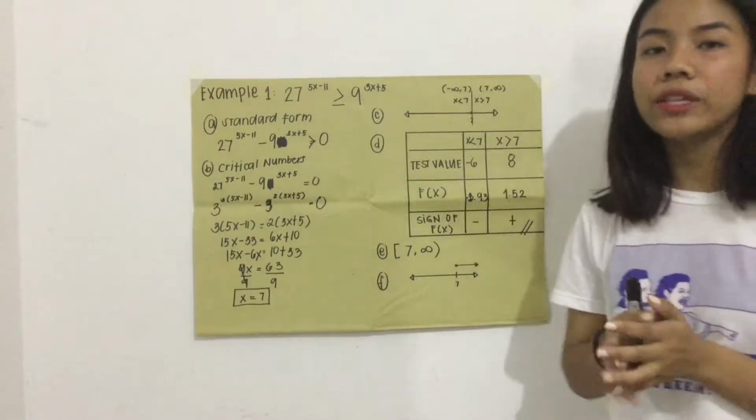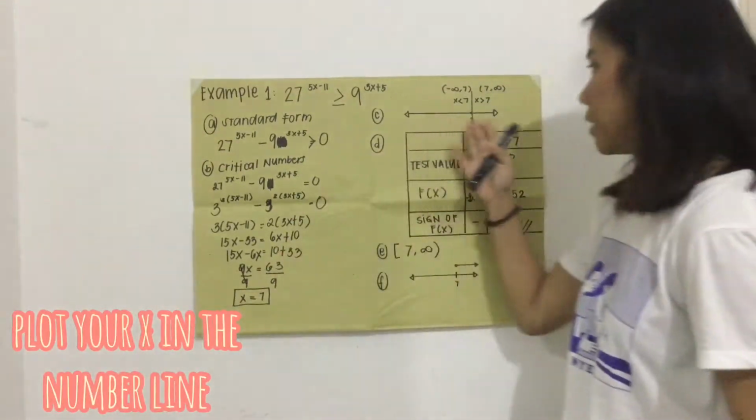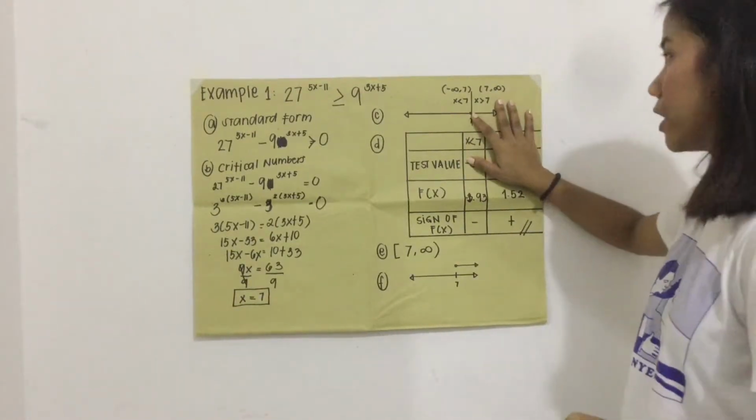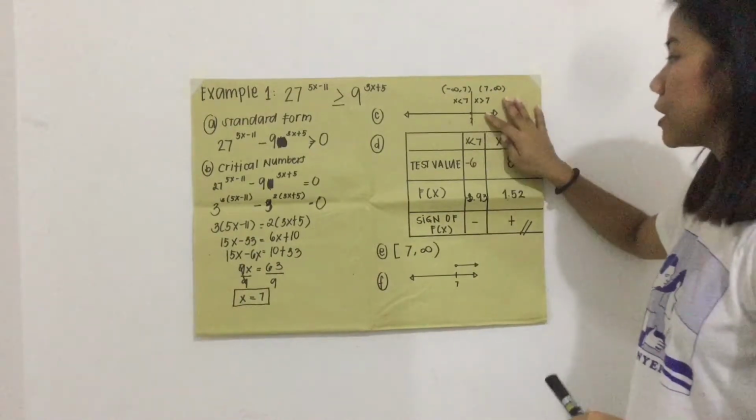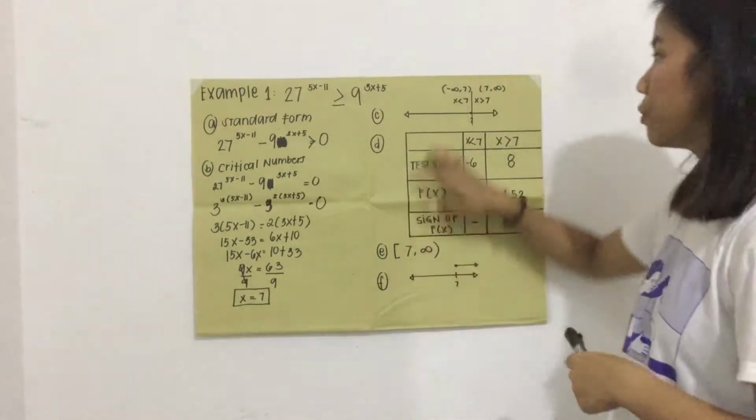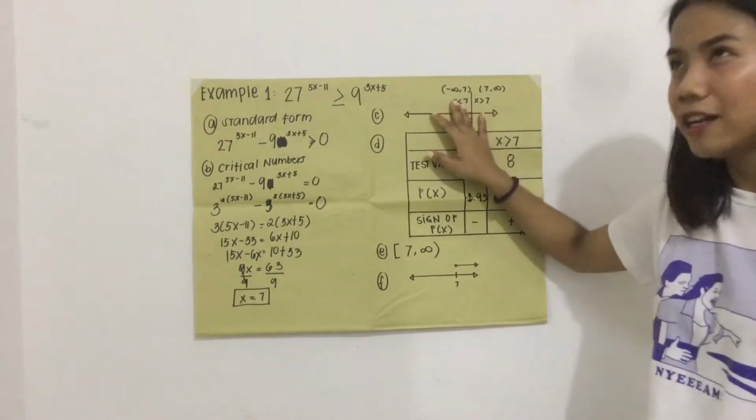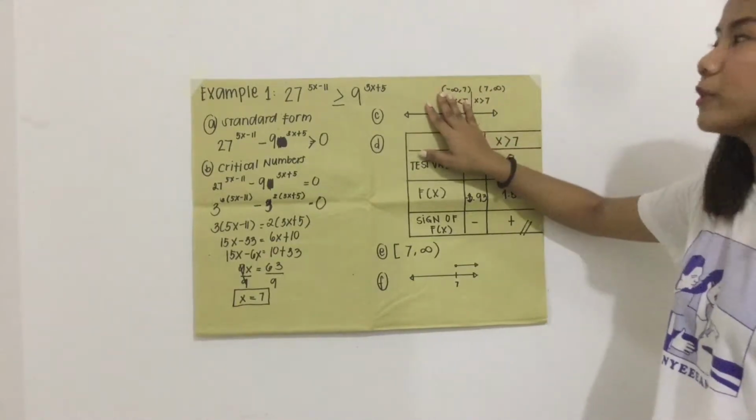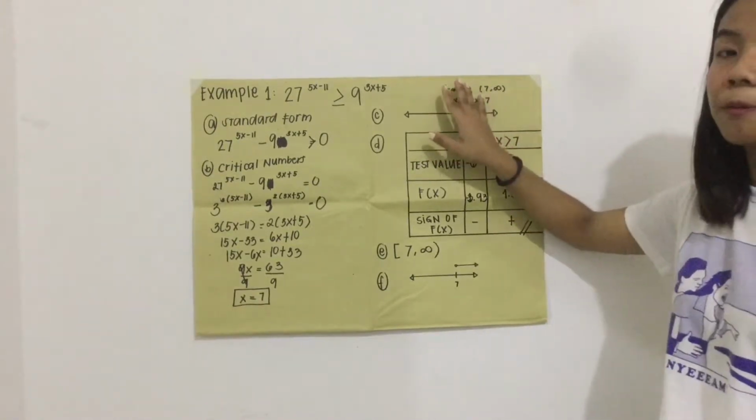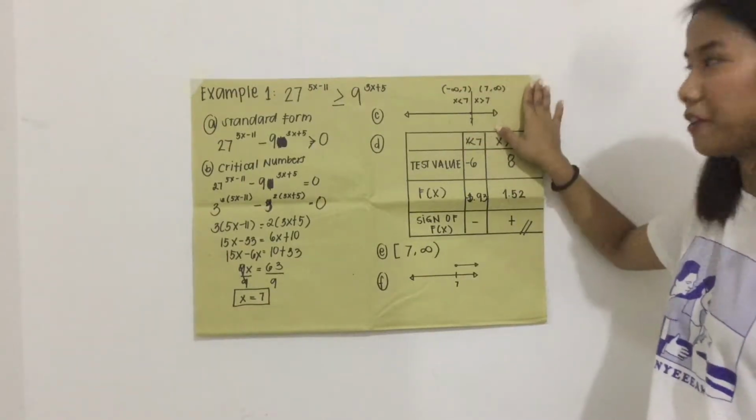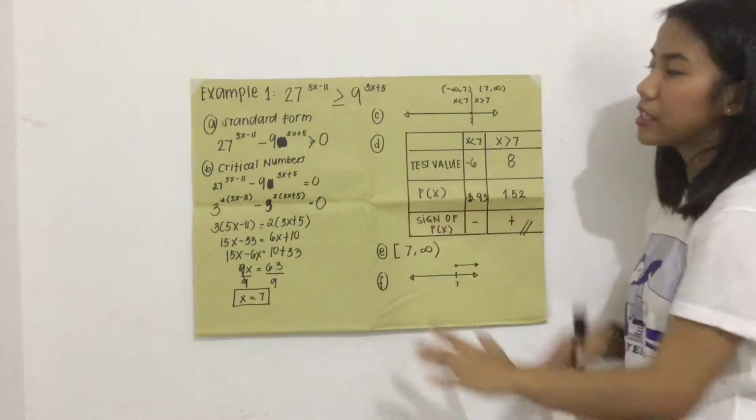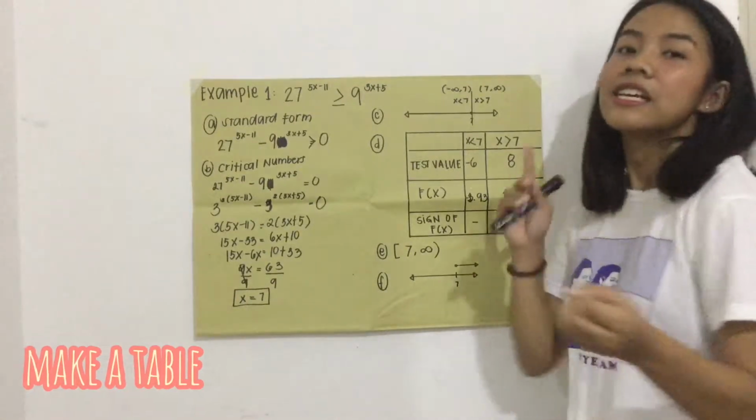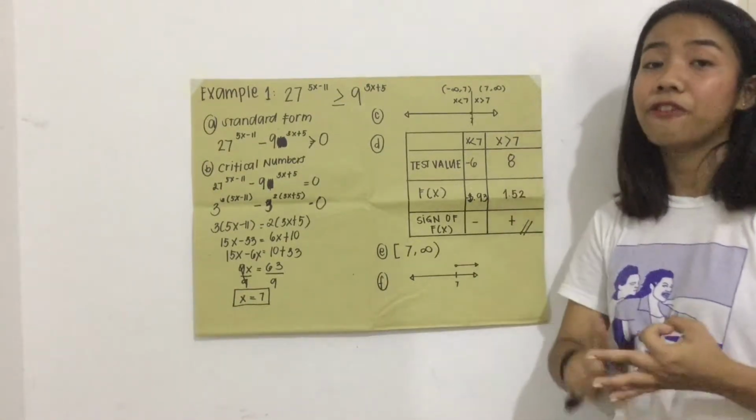So the next thing that we're going to do is to plot our x on the number line. Since it is positive 7, I plot the number 7 here. Our test values will depend on x less than 7 and x greater than 7. So this would be negative infinity to 7 and 7 to positive infinity. When we plot our x, the next thing is to make a table. The table contains the test value, f of x, and the sign of f of x.